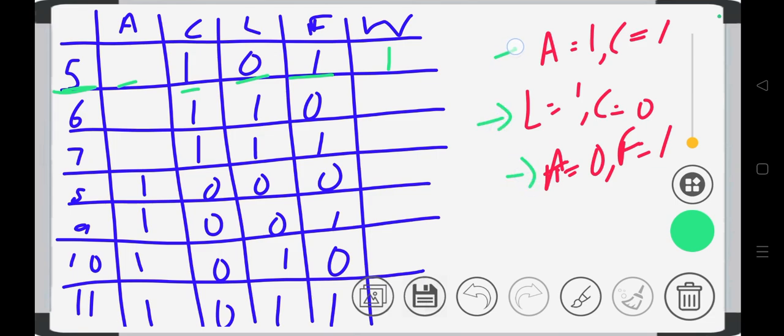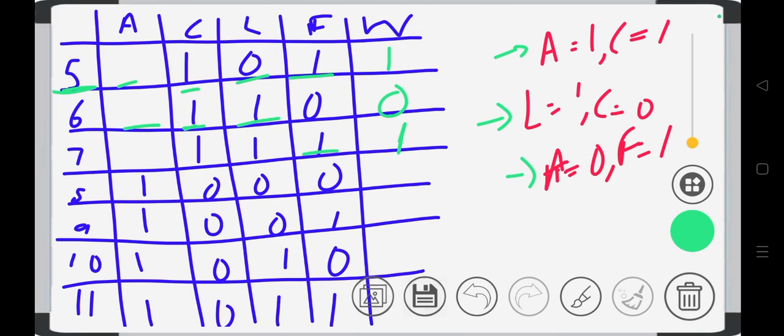These are all the conditions, guys. So next comes number 6. A1 C1, no. L1 C0, no. A0 F1, no, A0 F1 does not. So number 6 does not satisfy, neither satisfies. 7, okay, A1 C1, no. L1 C0, no. F1 A0, yes, this one satisfies. Third one for number 7.